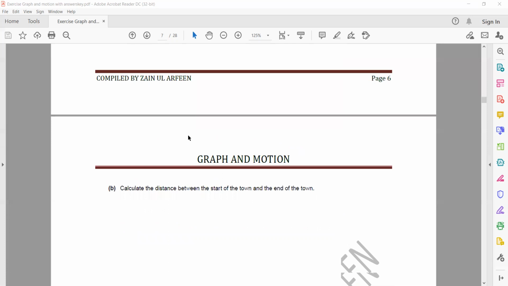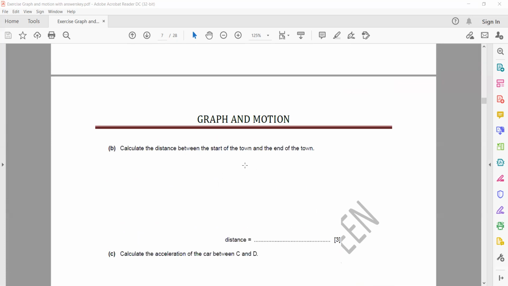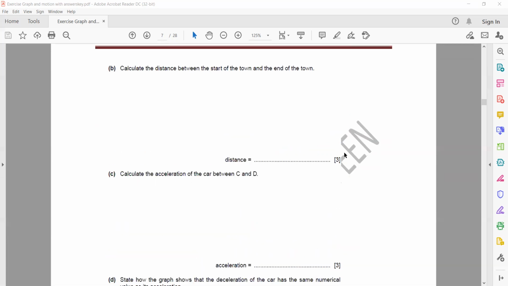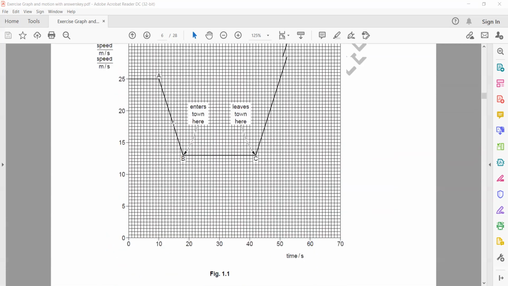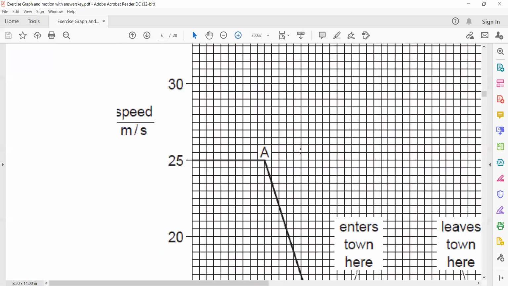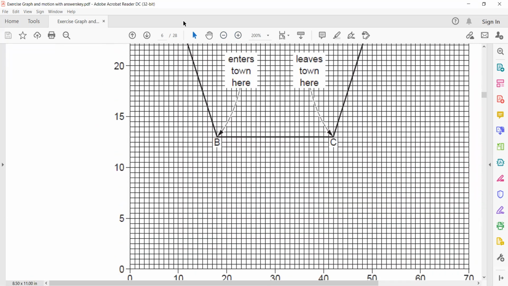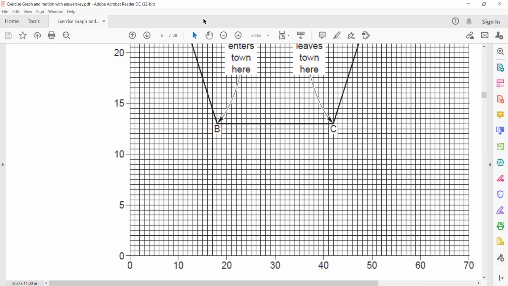The next part, calculate the distance between the start of the town and the end of the town. So how can we calculate the distance between the start and the end of the town? Basically we have to calculate the area under the graph. So how do we calculate the area under the graph? In the exam, when you're solving this type of question, you should shade the region.